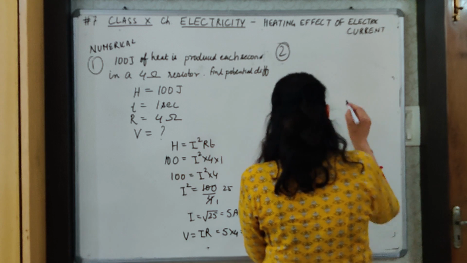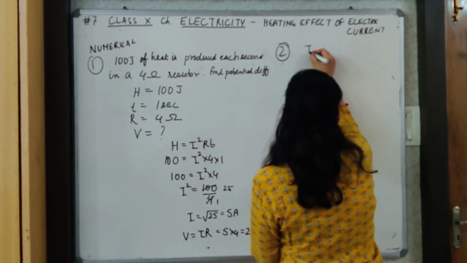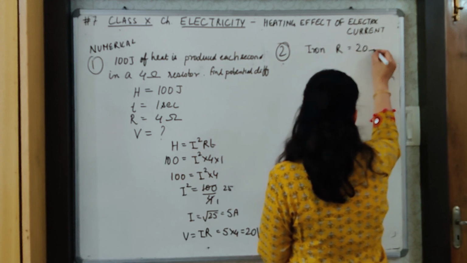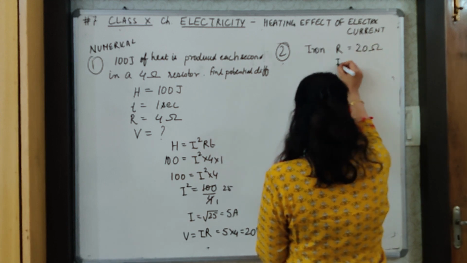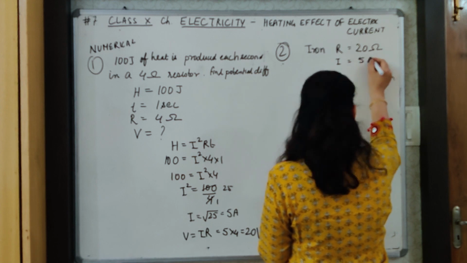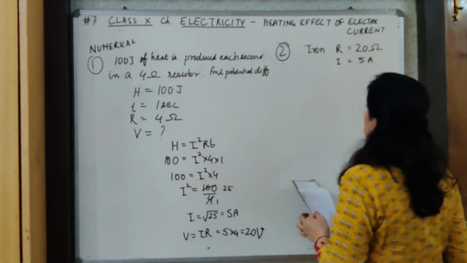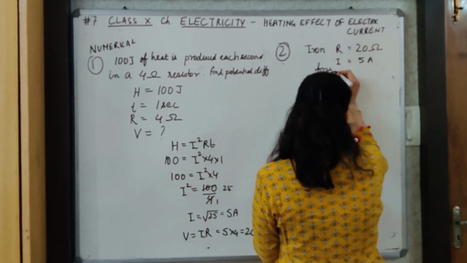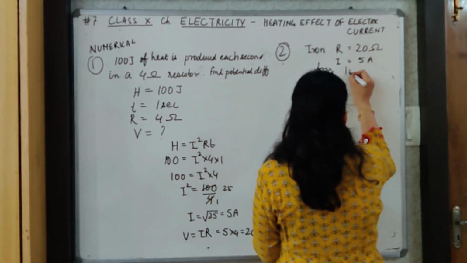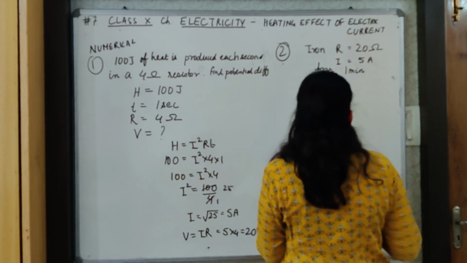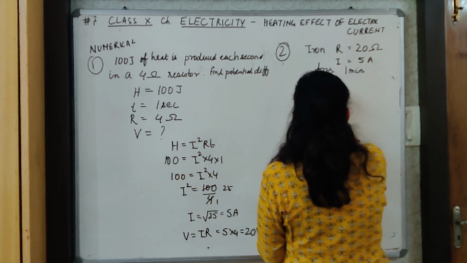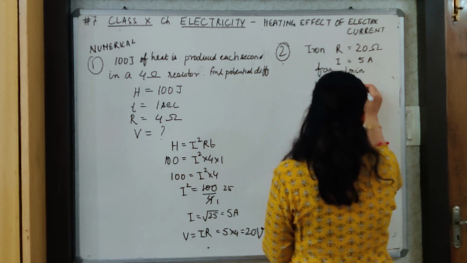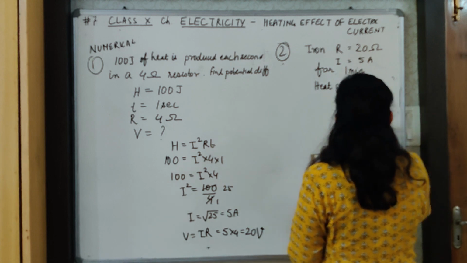Now the next question is that an electric iron has a resistance of 20 ohm and a current of 5 ampere is flowing through this source for say 1 minute. Okay, I have to find the heat energy produced. So this is my question mark.